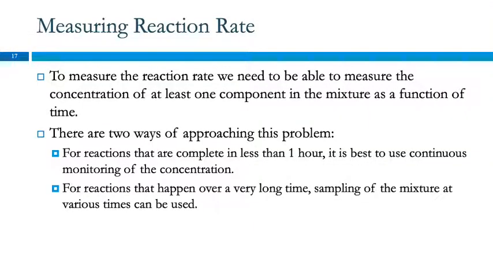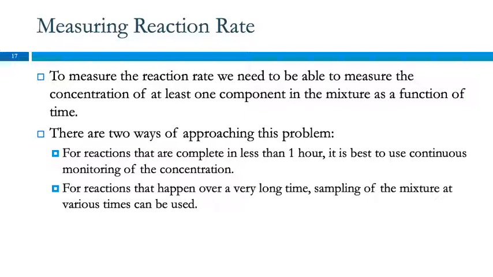So how do we measure the reaction rate? We need to be able to measure the concentration of at least one of the things in there, one of the reactants or one of the products, because we can calculate the rate from that, right? So there's two ways to approach the problem. Some reactions go very quickly. So just as a rough ballpark idea, if the reaction is going to finish in less than, say, an hour, it would be best if we can continually monitor that concentration.